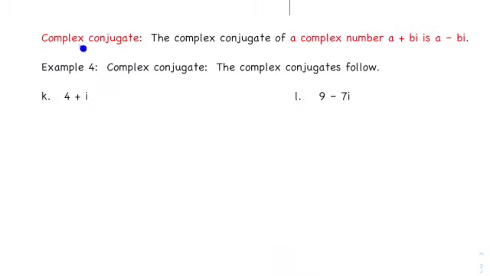Next one is complex conjugate. I hope you guys remember conjugate from before. The conjugate of a complex number a plus bi is a minus bi. And why is this important? Because eventually we can take that i and make it a real number. It's going to be a squared minus b i squared, so therefore the i will be gone. So it's important that you understand what a conjugate is. The middle sign just changes: positive becomes negative, negative becomes positive.